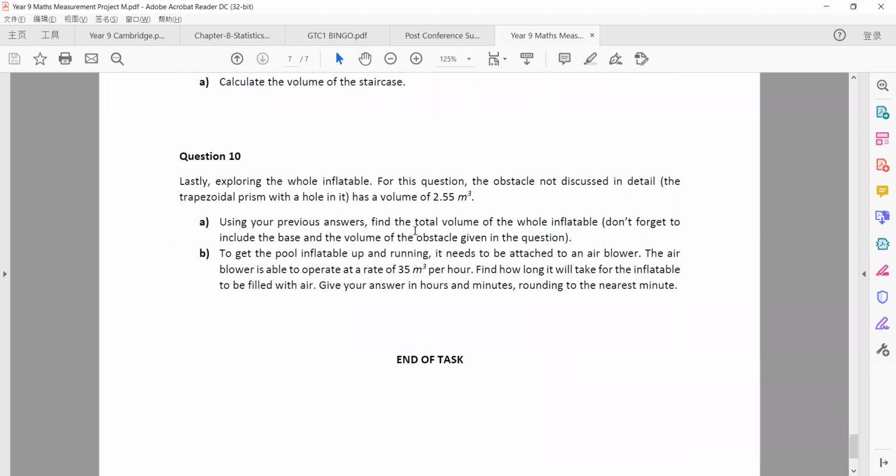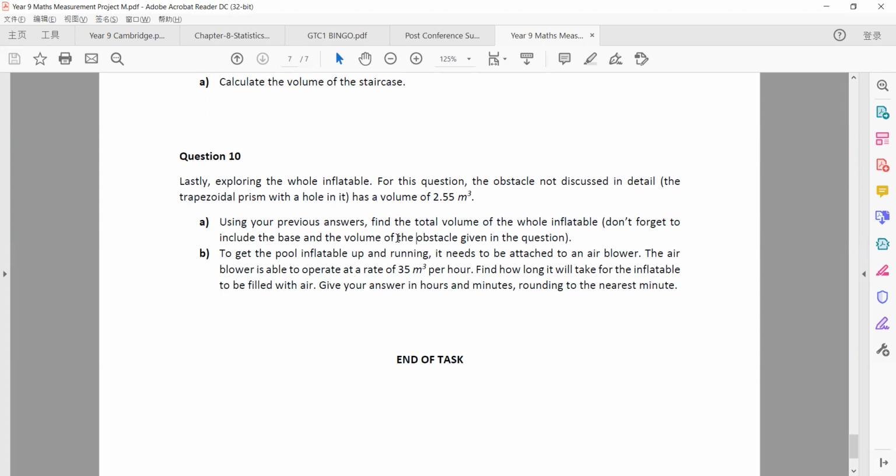Okay, so for this question, the obstacle not discussed in detail is the trapezium prism with a hole that has a volume of 2.5. You need to use your previous answers to find the total volume of the whole inflatable. Do not forget to include the base and the volume of the obstacles in the questions. So you need to find the total volume.